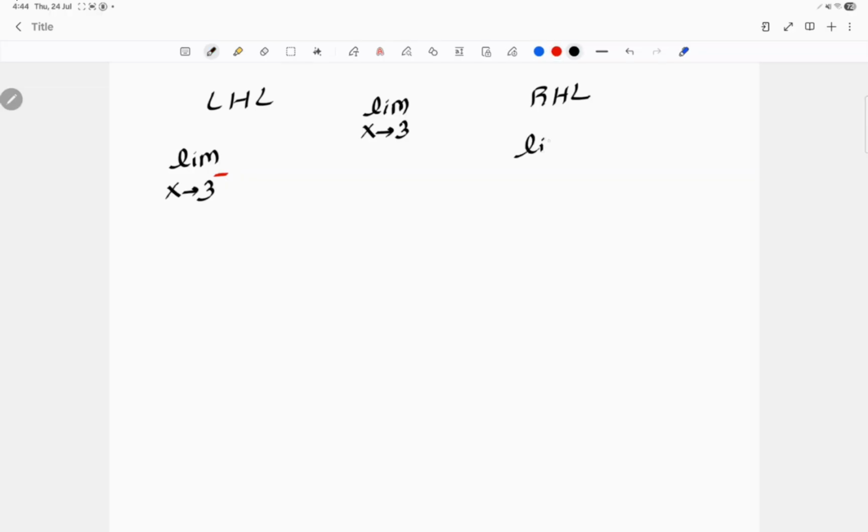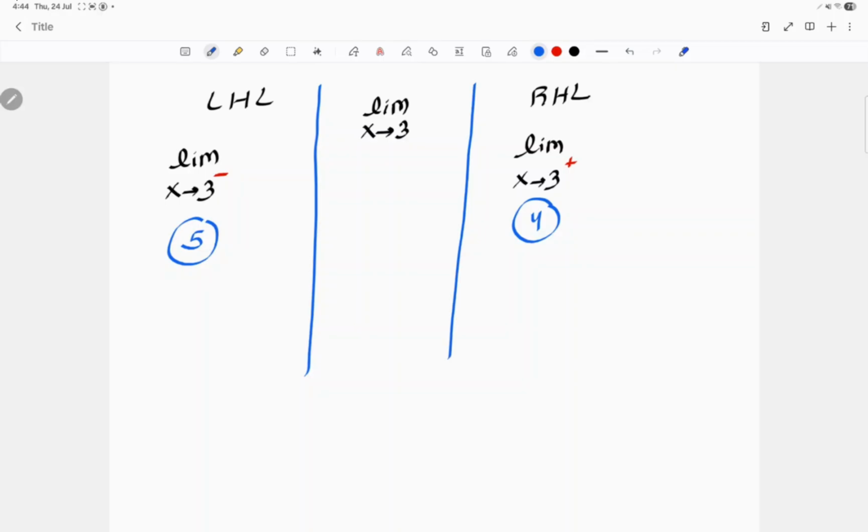For the right hand limit, we say limit of x approaching 3. We use a plus sign. Let's say, for example, you did the math, and here you got 5, and here you got 4. Since they don't equal each other, you say the limit of x approaching 3 does not exist because they don't equal each other. Okay? But let's say they were both 5. You say the limit is 5. Okay? So you must always find the left hand limit and the right hand limit.